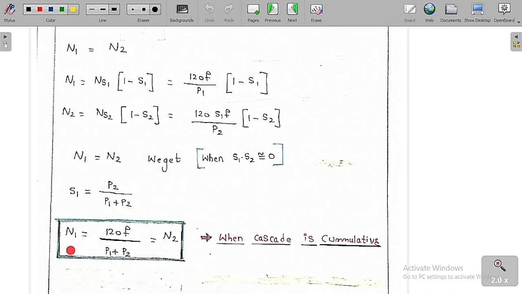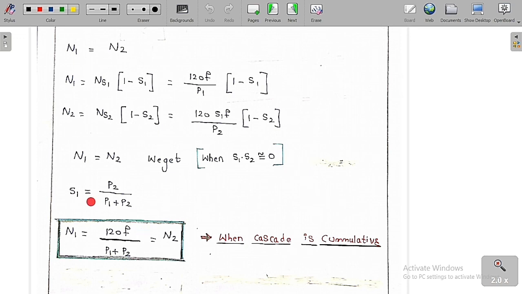But what is the value of N1 equal to N2 when cascaded in cumulative process? So where N1 is equal to N2, N1 is equal to N2 is equal to 120 F by... N1 is equal to N2 is nothing but 120.